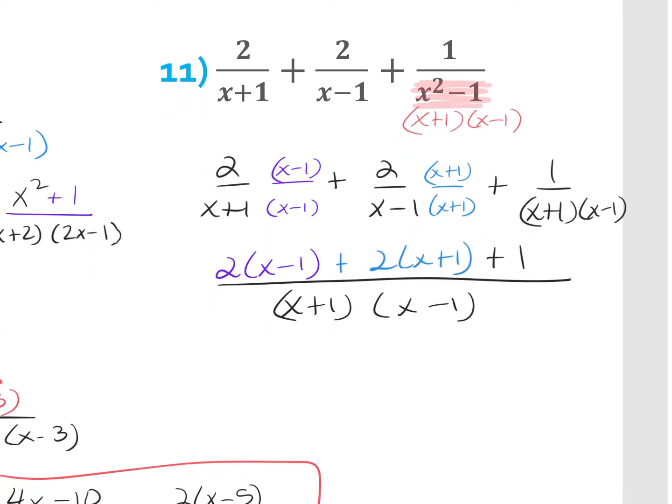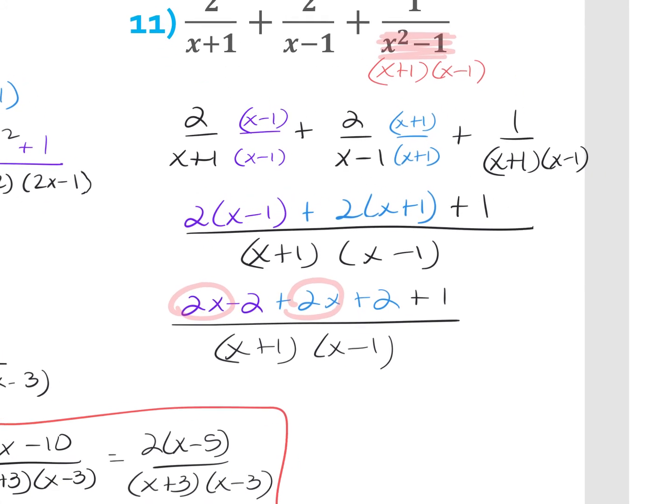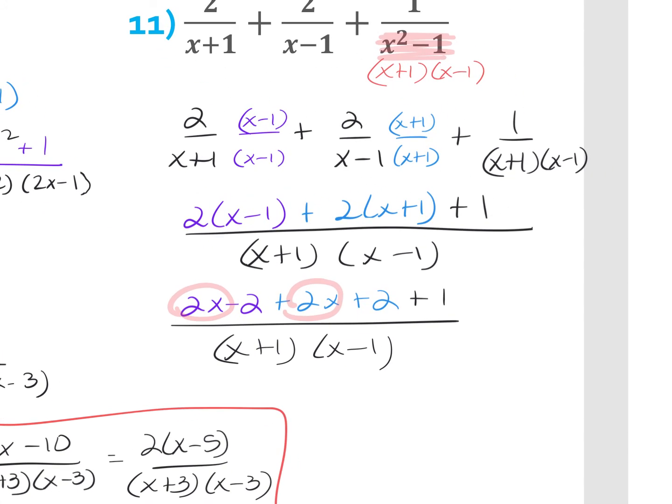Once I distribute the purple, I get 2x minus 2. Once I distribute the blue, 2x plus 2, and then the plus 1. Still has the same denominator, x plus 1, x minus 1. And now I need to go back and look for my like terms. So I have a 2x plus a 2x, and that will give me 4x.